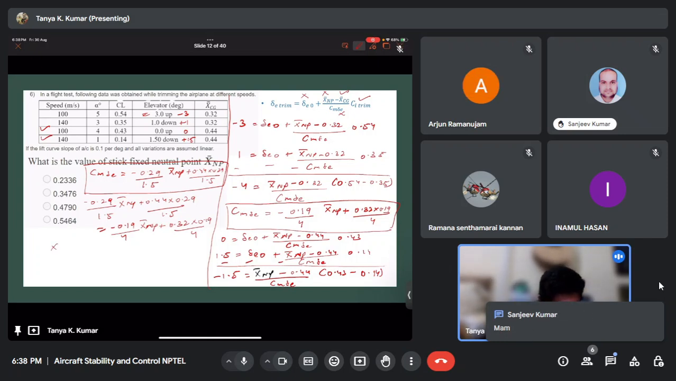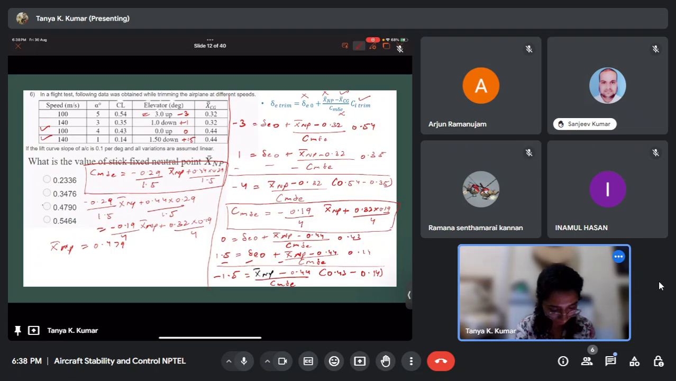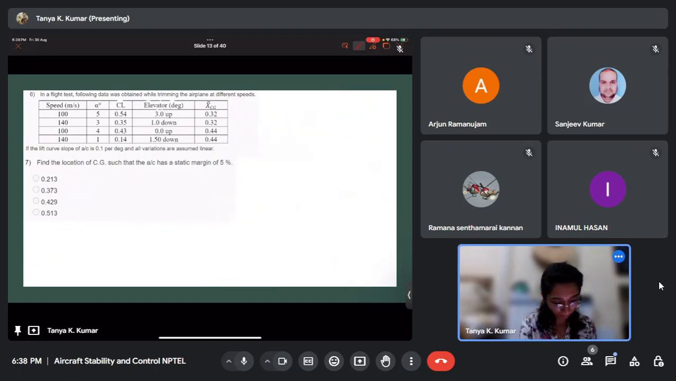So to solve this, we'll be able to find out x bar NP. In this case, I've got it around 0.479. So do verify if this is the right thing. This is what I've gotten. This is just one of the methods that I've followed. You can just solve 3 equations, 3 variables easily and find out x bar NP. You have only 3 unknowns, and the equation is same for all 4 quantities. Okay, let's go to the next question.